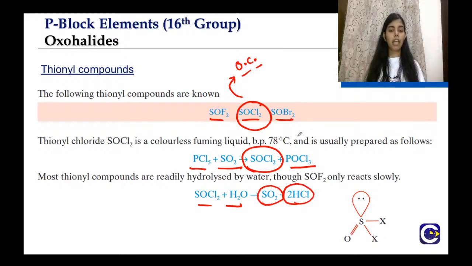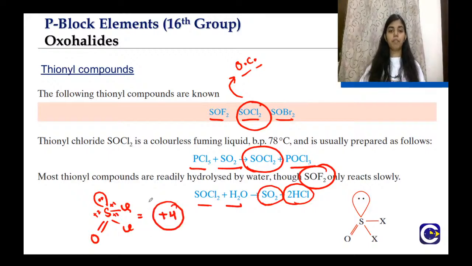Most of the thionyl compounds, whether SOF2, SOCl2, or SOBr2, hydrolyze in water, but SOF2 hydrolyzes slowly. If you consider the structure, there is one lone pair, the halogens, and a double bond. Now consider the oxidation state. This will be +2 from the oxygen, +1 from this chlorine, and +1 from this chlorine. So this gives you an oxidation state of +4. Amongst these thionyl compounds, SOCl2 is important from the examination point of view.